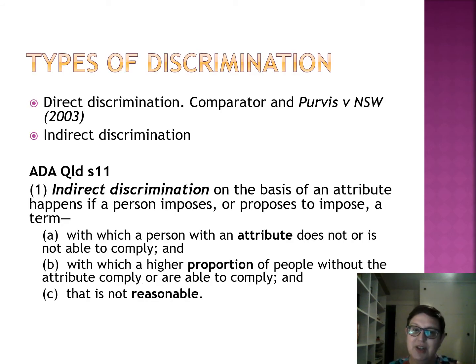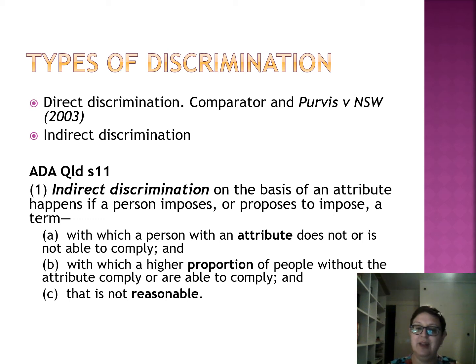The types of discrimination are either direct or indirect. Direct discrimination is a direct choice to discriminate based on the factors, the areas, gender, sex, race, etc. Indirect discrimination, as it's defined there, is discrimination on the basis of an attribute that happens where a person imposes or proposes to impose a term with which a person with an attribute does not or is not able to comply, and with which a higher proportion of people without the attribute are able to comply, and that is not reasonable.